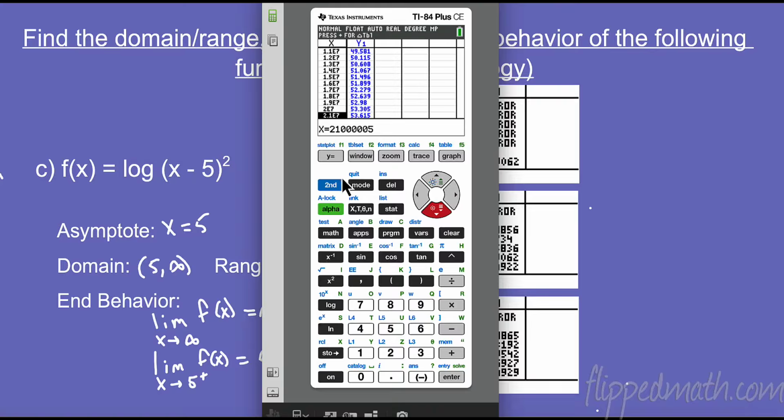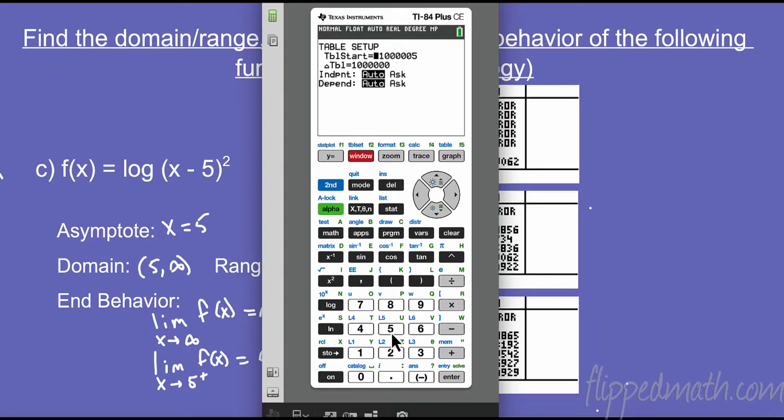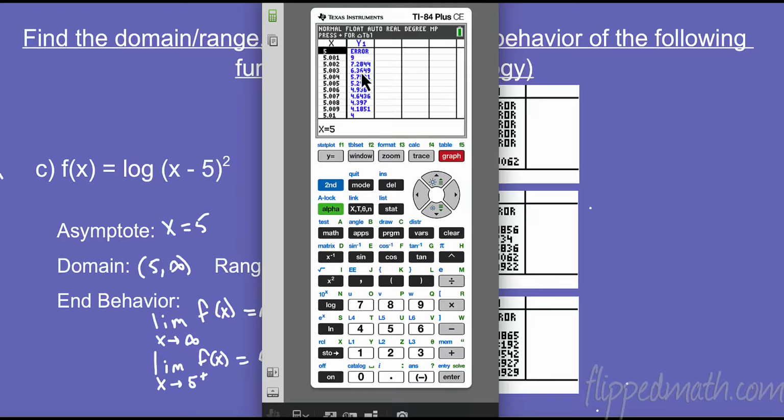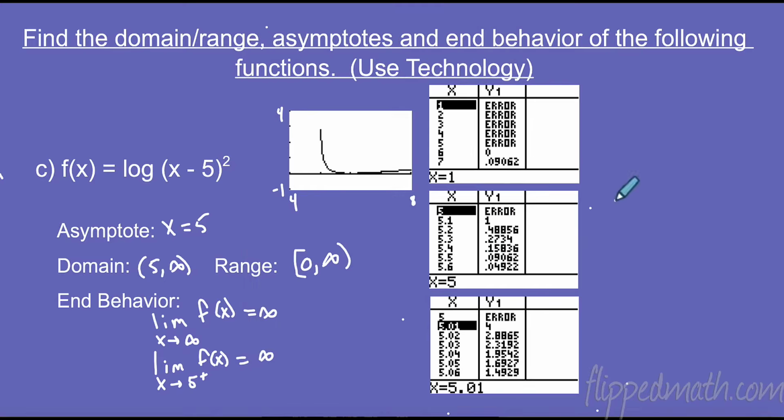Likewise, I could have changed my table set to start at 5 and go up by 0.001. If I go to my table, I can see the closer and closer I get to 5, these numbers get larger and larger, which is exactly what we were talking about before. That's why we know there's that asymptote. All right, there you have it.